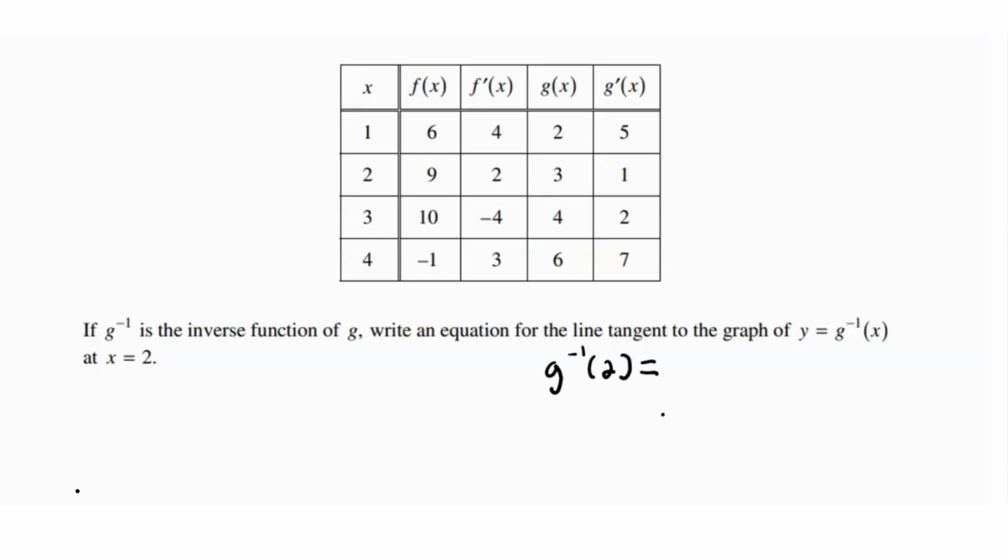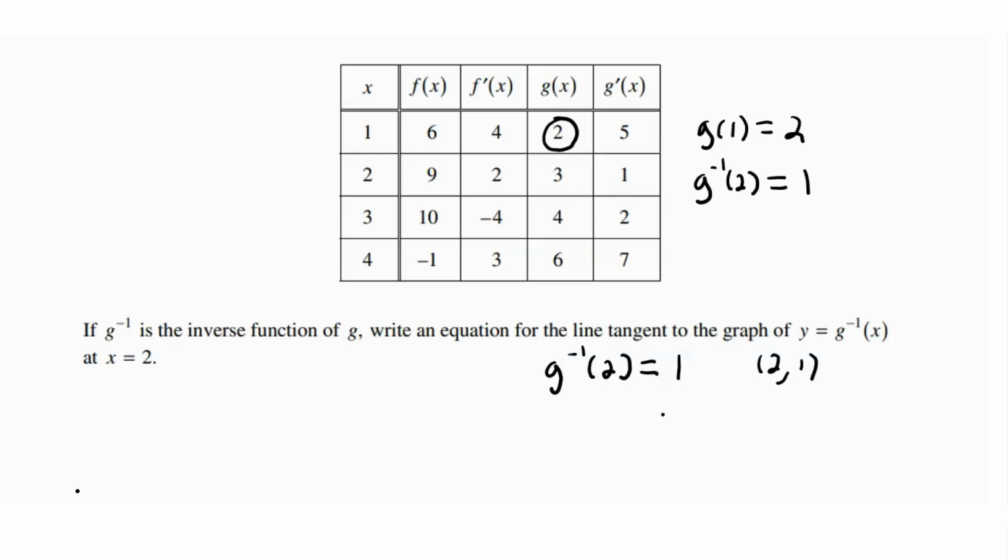In order to do that, I'm going to look up on the table where g of x is equal to 2. I see on the table that g of 1 is 2. So that means that working backwards, g inverse of 2 has to equal 1. So the point I'm going to use is the point (2, 1) when I write my tangent line.